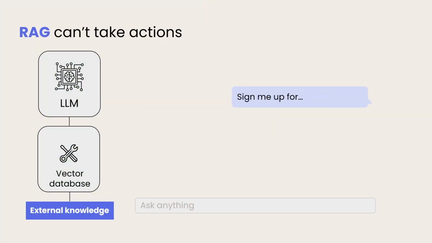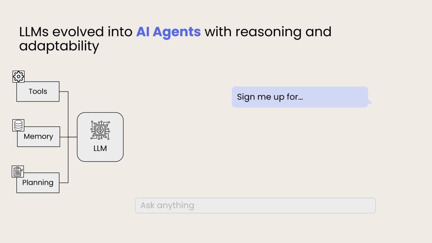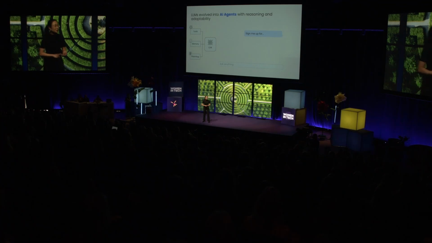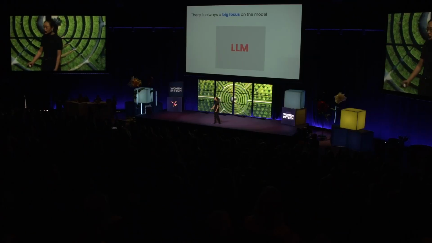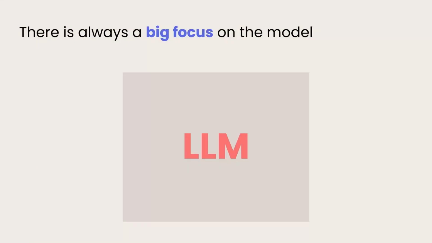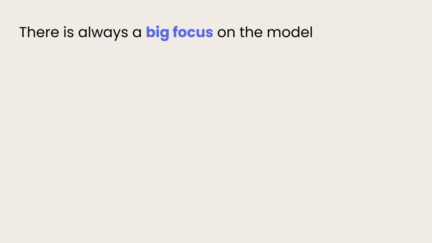But RAG could, however, not take any actions. And that has led us to AI agents that go beyond just generating text. They can plan, use APIs, and solve problems autonomously, like booking tickets or iterating on code. The thing is that there's always been this big focus on the model itself. We often talk about how powerful it is, how large, how fast, and so on. But in reality, it's actually just one piece of the puzzle.